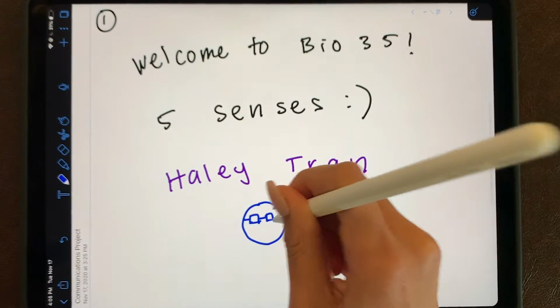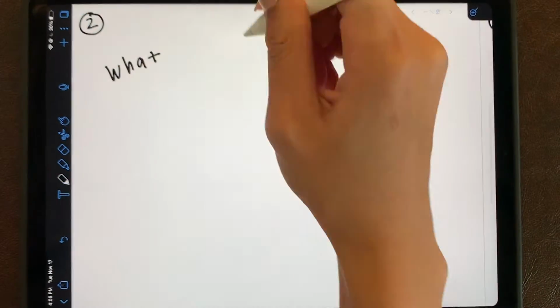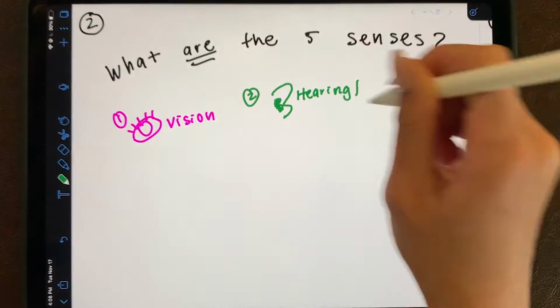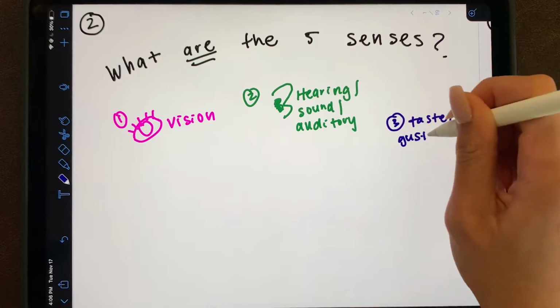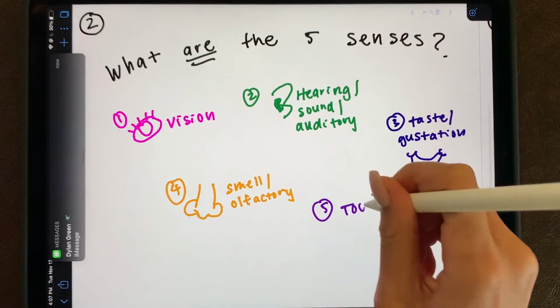Our sensory system serves to take information from our environment and convert it into neural signals that we can react and behave to our environment correctly. In other words, our senses allow us not only to survive, but to interact, enjoy, and understand the world around us. The five senses are vision, hearing, taste, smell, and touch.